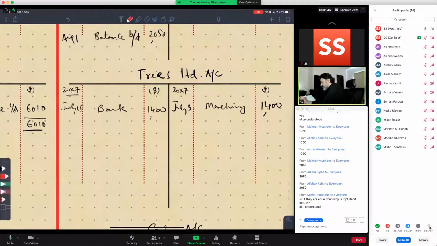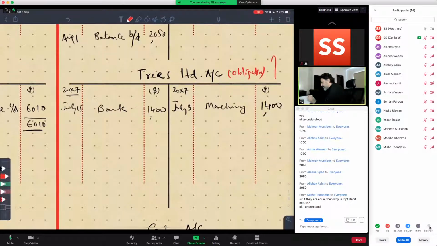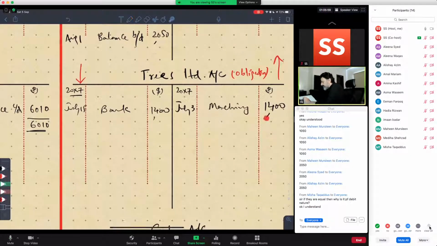Right. Trees Limited is a liability, an obligation, right? Because आपने उनसे machine खरीदी थी, तो credit side पे obligation बढ़ रही थी और debit side पे obligation was decreasing. So you can always tell that your obligation was increasing because of the machinery. So you must have bought machinery from Trees Limited on credit. And on July 15th, your obligation towards Trees Limited was decreasing. And how did it decrease? Because of this factor, bank. So that means you must have paid Trees Limited by check.